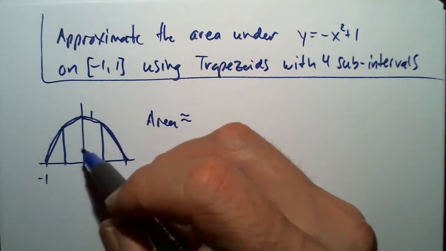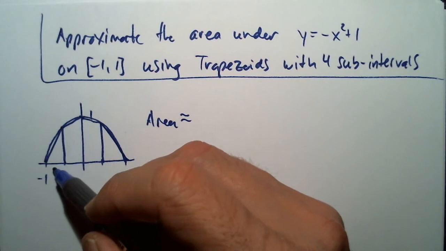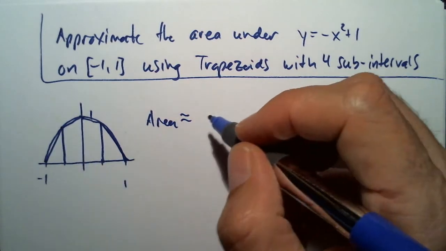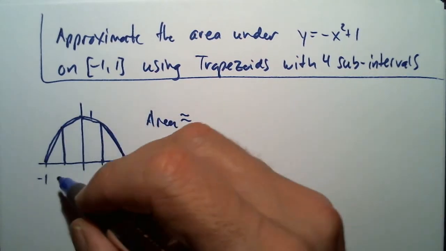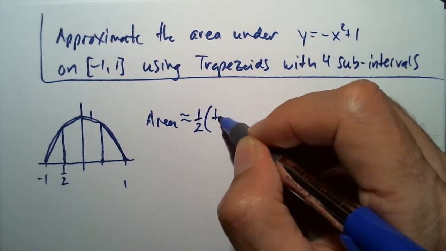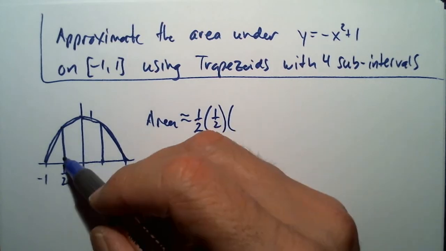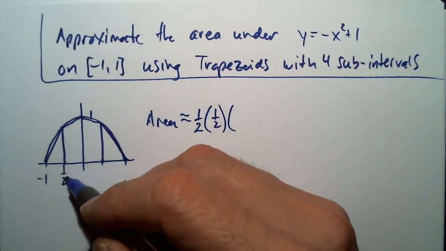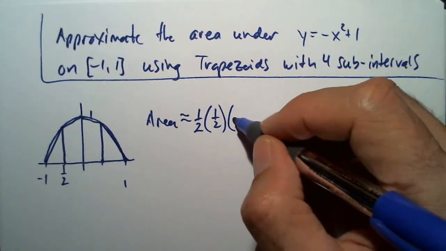So the area, here we just have a triangle. We can just use the formula for a triangle. 1/2 base times height. 1/2 base times the height, and that's the height at 1/2, so we put a 1/2 in there.